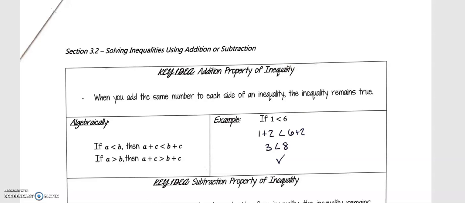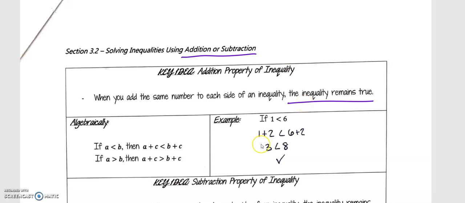Okay, so this next section is 3.2, and now we're going to get into solving inequalities. This section is just solving with adding and subtracting. It's important to remember that when you add the same number to each side of an inequality, the inequality remains true. So what does that mean?